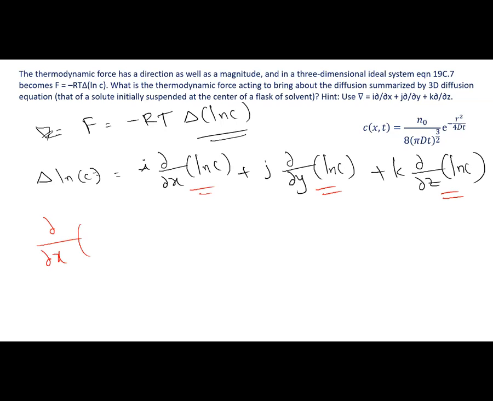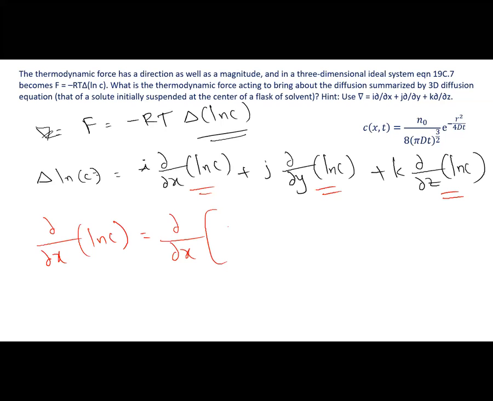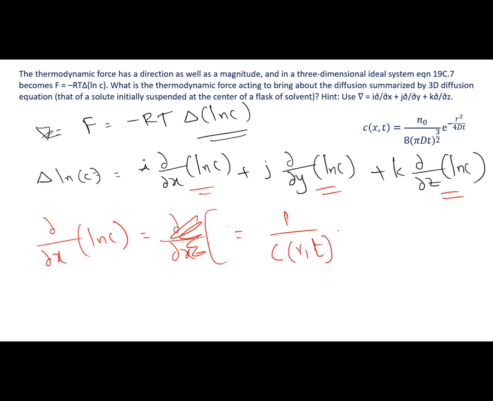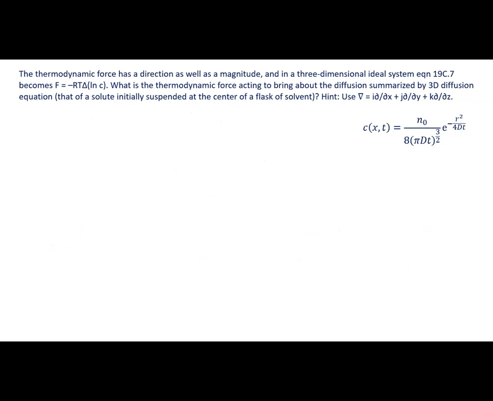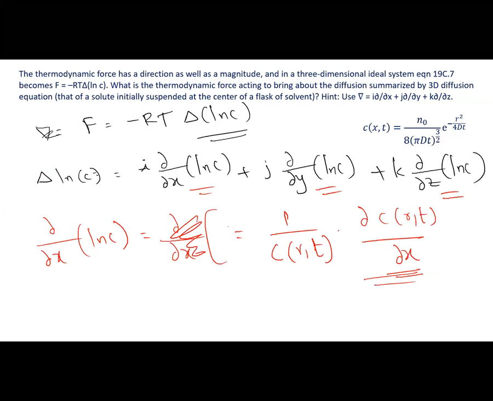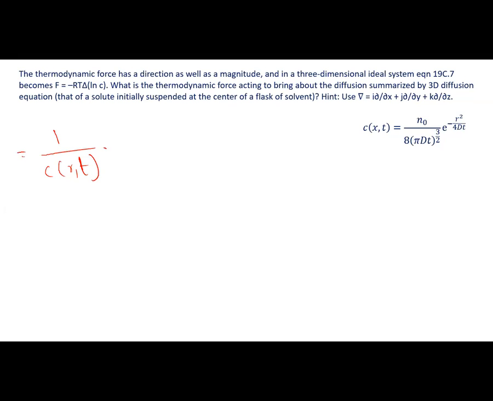∂/∂x of ln C. I can rewrite this: the derivative of ln C is nothing but 1 over C. So instead of ln C, I'm writing 1 over C times the derivative of C over dx. So we need to find this one now. What I'm doing is I'm going to split this term by multiplying and dividing by ∂r². So the end equation is going to be 1 over C times the derivative of C divided by ∂r² times ∂r² over ∂x. So first, let's find these two.